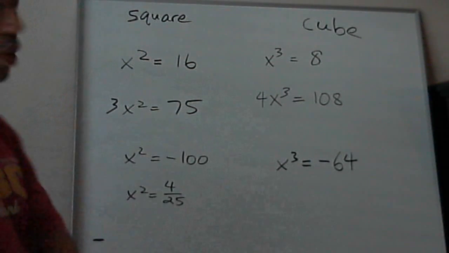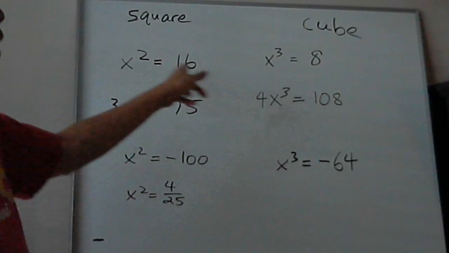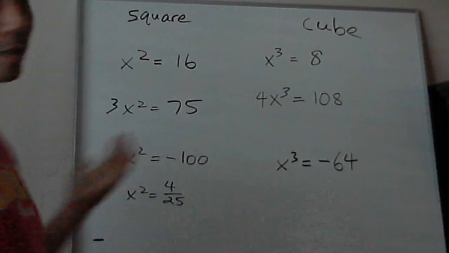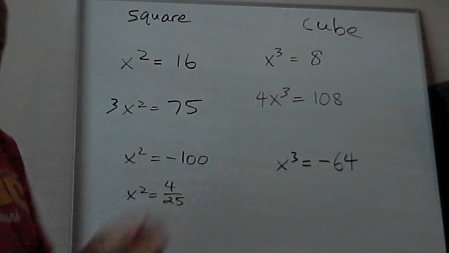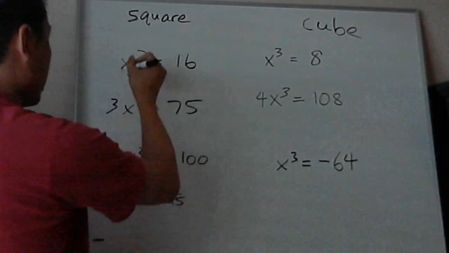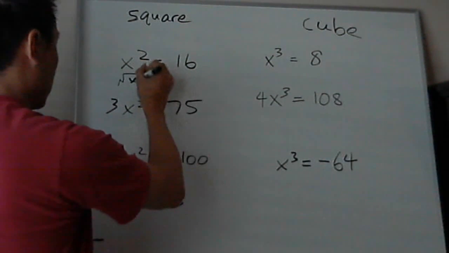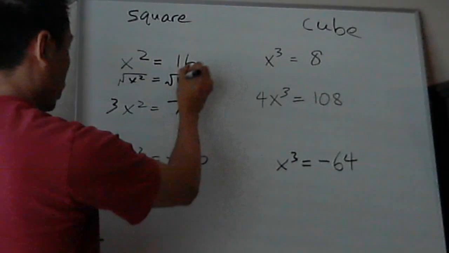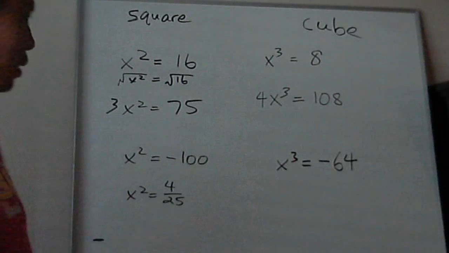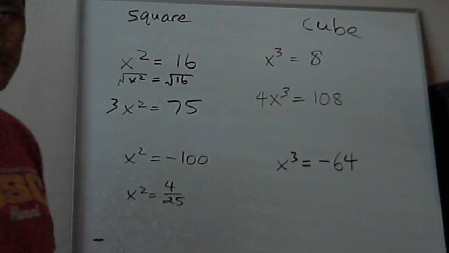So let's start with the first one. x squared equals 16. So how do you solve that? Remember, the opposite of square is square root, right? So you take the square root of both sides. And what's the square root of 16? What times what is 16? It's 4.